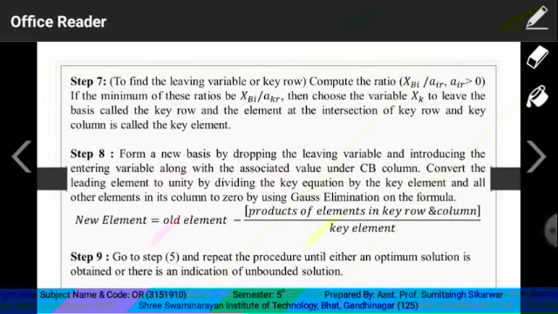In our next step, we form a new element by using the formula: new element is equal to old element minus the product of elements of the key row and key column divided by the key element. And in our final step, we go to step 5 and repeat the procedure until we obtain an optimum solution, or there is an indication of an unbounded solution.